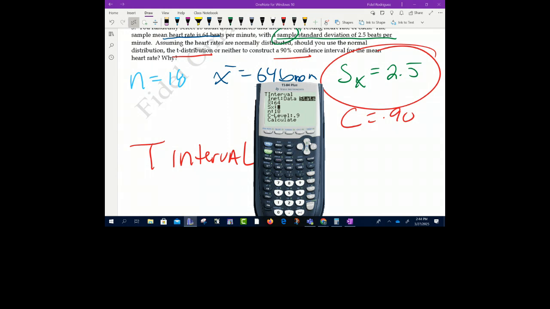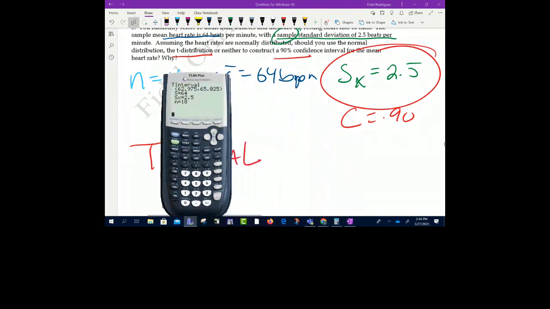Oh, sorry. Thank you for telling me. My bad, 2.5. There we go. Okay, 0.90. I think 0.9 is fine too. Boom. Let's go down to calculate. I don't know about you guys, but on mine, the T interval takes a little while to do.